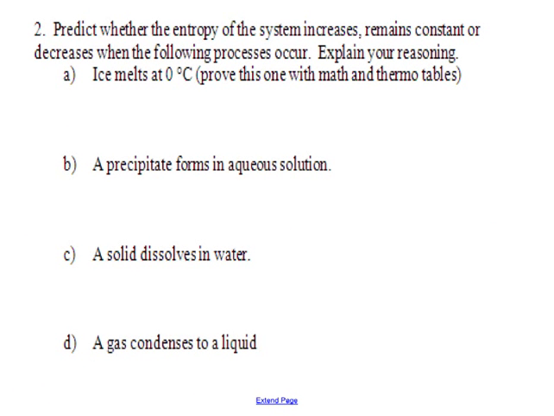All right. Now we're going to predict whether the entropy of the system increases, remains constant, or decreases when the following processes occur. Explain your reasoning. Ice melts at 0 degrees Celsius. Predict the entropy. What is another word for entropy? Disorder. So I want you to ask yourself, does disorder increase or decrease? Think molecularly what's going on. Increase. So ice melts, so this is an increase in disorder.